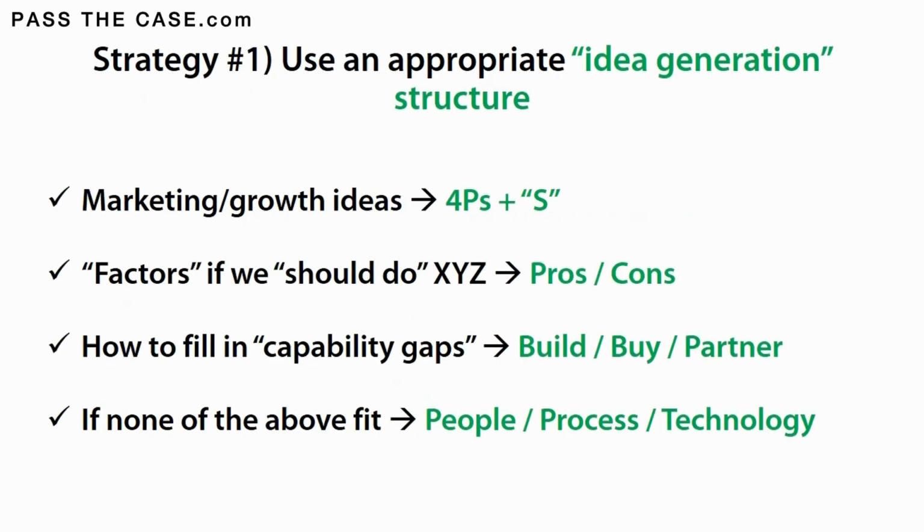So let's discuss the first strategy, using a relevant structure to help you generate ideas. Here are some common example structures that might help. Anything that's marketing or growth related could benefit from using the 4 P's plus S: product, pricing, placement, promotions, and then the often forgotten service. Now, if you're asked about factors that we should consider in doing anything, whatever that case context might be, a simple pro versus con framework could serve you well. If you need to fill in gaps, say in capabilities, consider using the framework build versus buy versus partner. And lastly, if you're stuck and you just need a catch-all framework to use, thinking in terms of people, process, and technology could help.